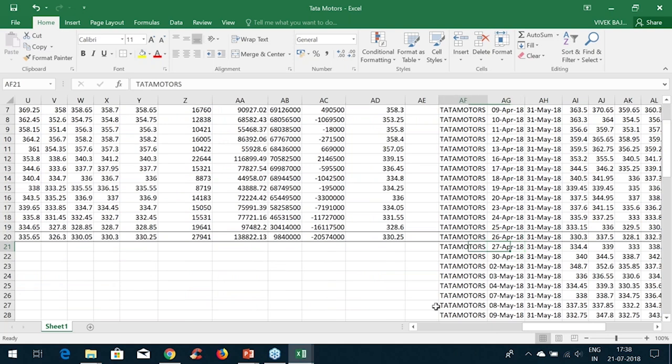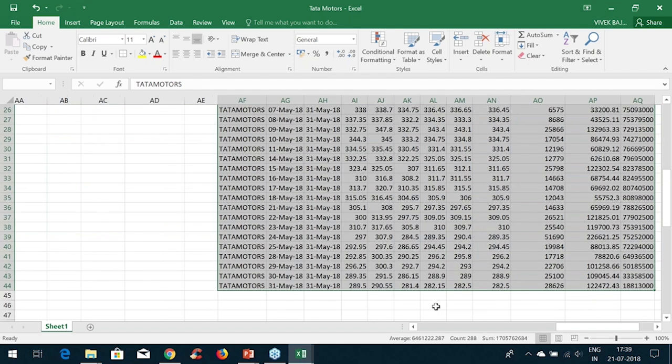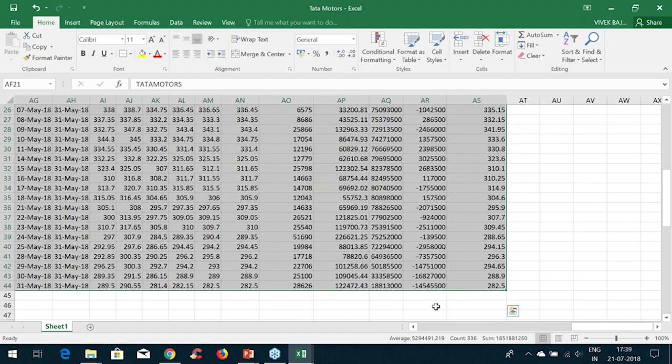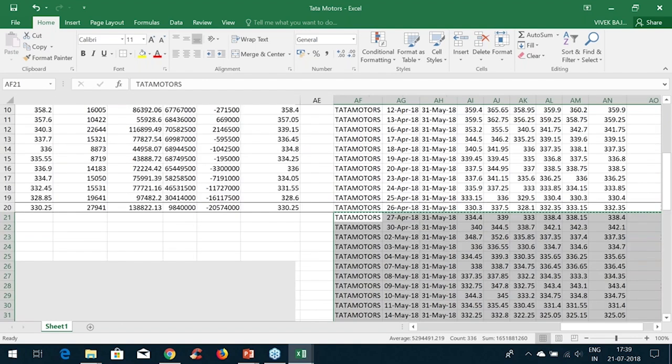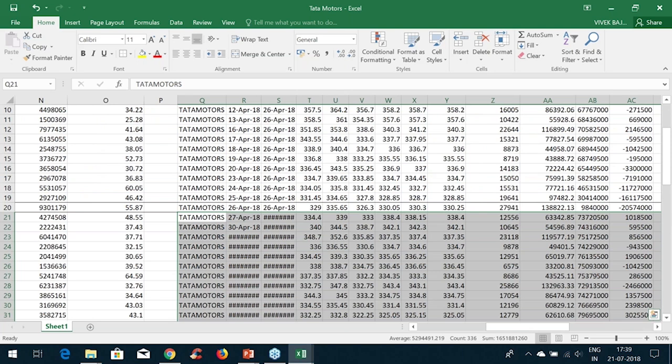Now after this contract expired, on 27th of April, the near month contract is not the April contract anymore because April expired. The near month contract is now the May contract. So the data which I already have for the May contract as a second month contract has now become a near month contract. I cut this data, Control X, and paste it in the near month section.